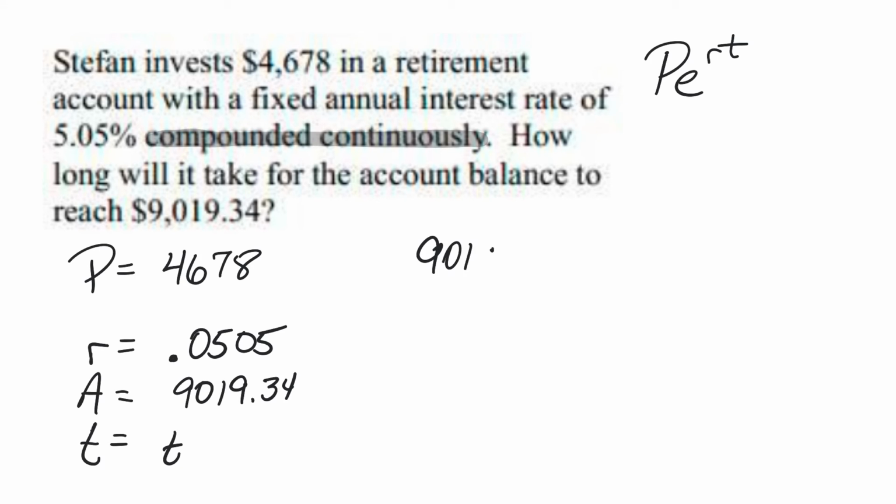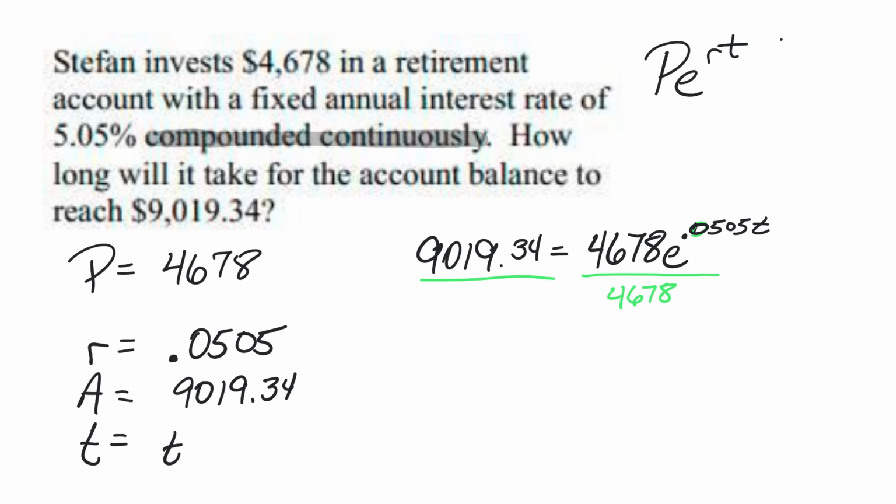So we'll set up our equation. A equals the principal amount, Euler's number, to the rate 0.0505 times t, which is unknown. So anytime we have this set up, the first thing we want to do is divide by the number that's in front of E. So that's 4,678. We'll divide from both sides.